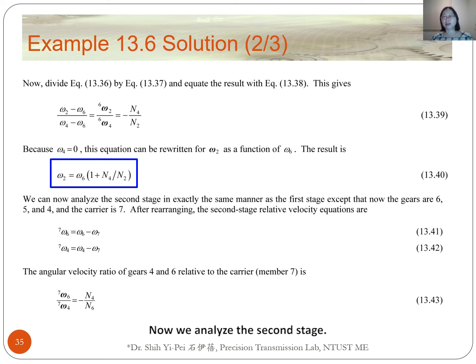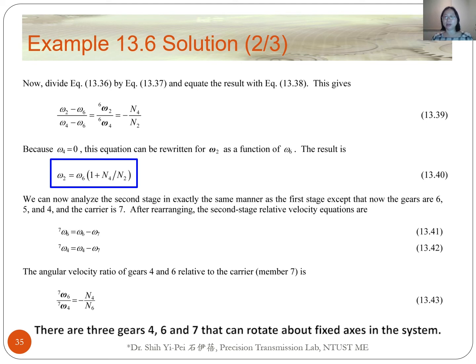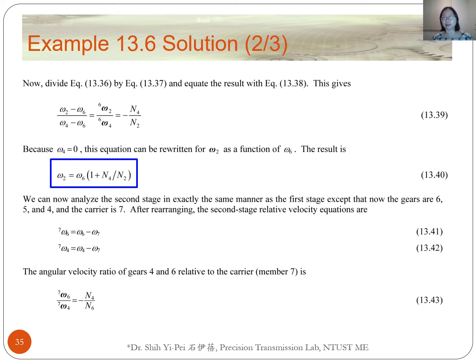Now, we analyze the second stage. There are 3 gears, 4, 6, and 7 that can rotate about fixed axis in the system. We can write relative velocity equations for all the gears that have shafts that can rotate in fixed bearings. They are omega 67 is equal to omega 6 minus omega 7, and omega 47 is equal to omega 4 minus omega 7.